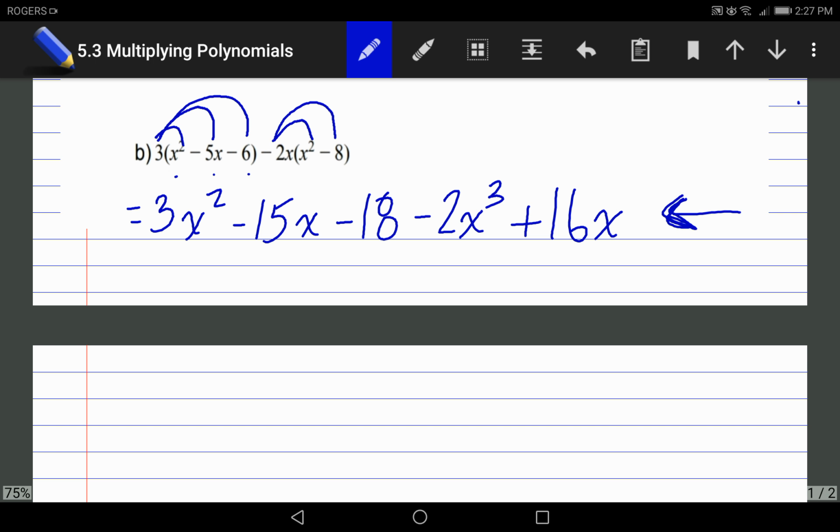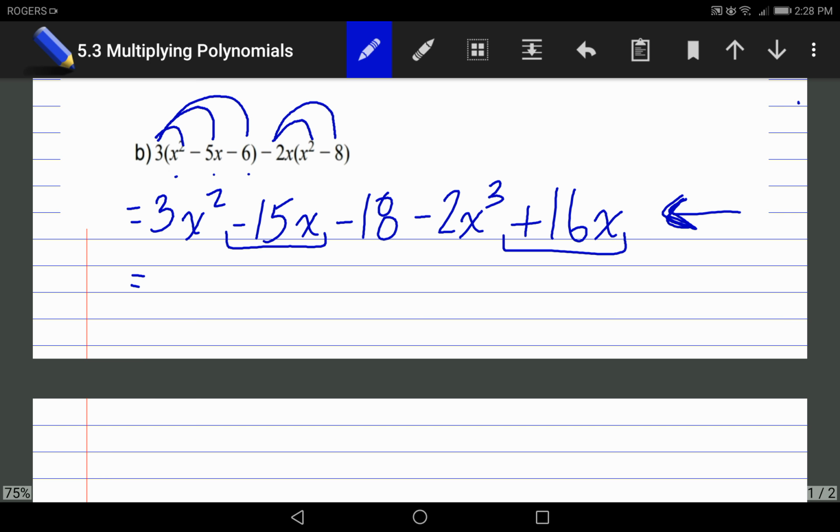The lesson from 5.1 and 5.2. We've gotten rid of all the multiplication. Now we just have to collect like terms. So what like terms do I see? Okay, I see nothing with the x squared. I see nothing with the x cubed. But I do see this and this that are like terms.